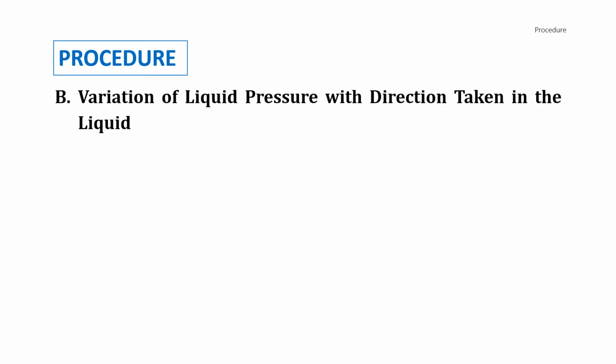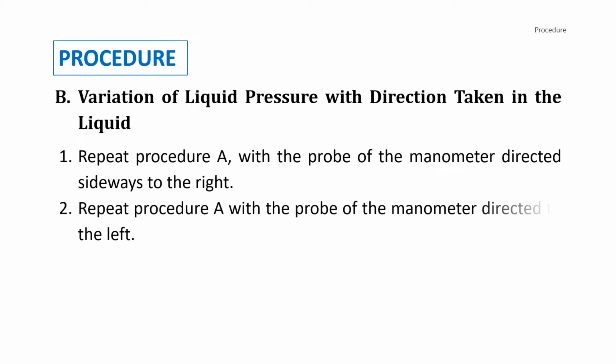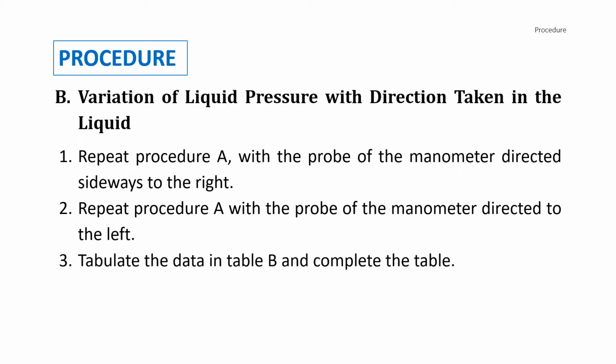Now for the second part of the experiment, variation of liquid pressure with direction taken in the liquid. Repeat procedure A with the probe of the manometer directed sideways to the right. Repeat procedure A with the probe of the manometer directed to the left. Tabulate the data in Table B and complete the table.